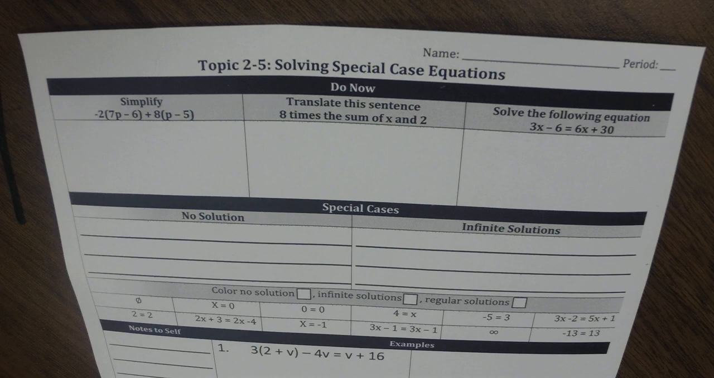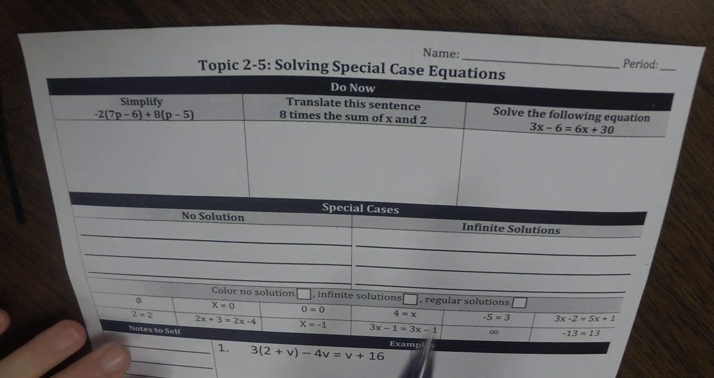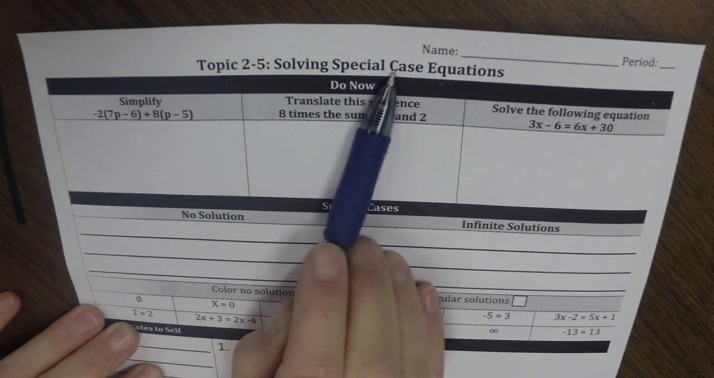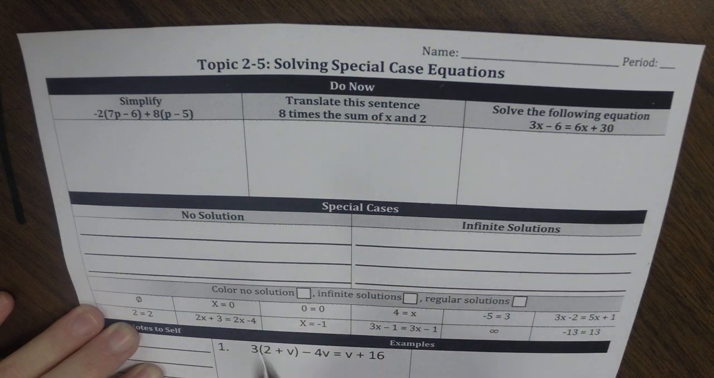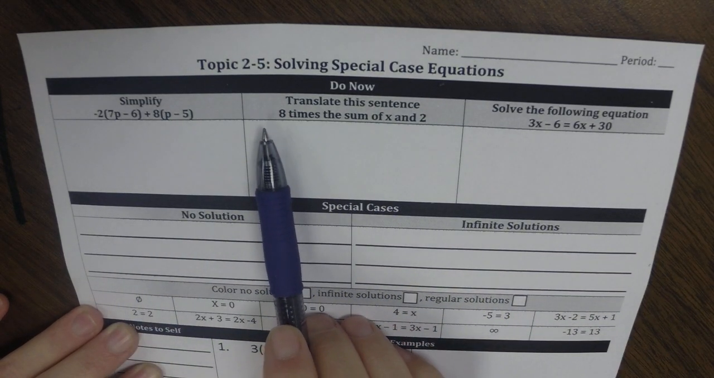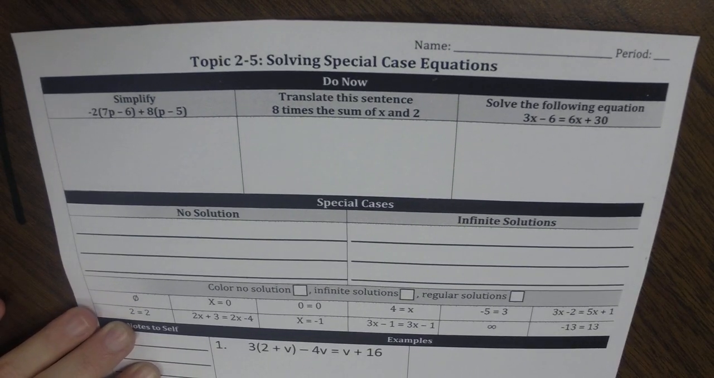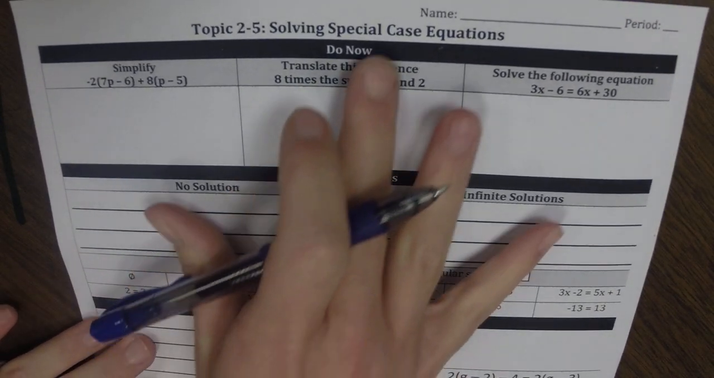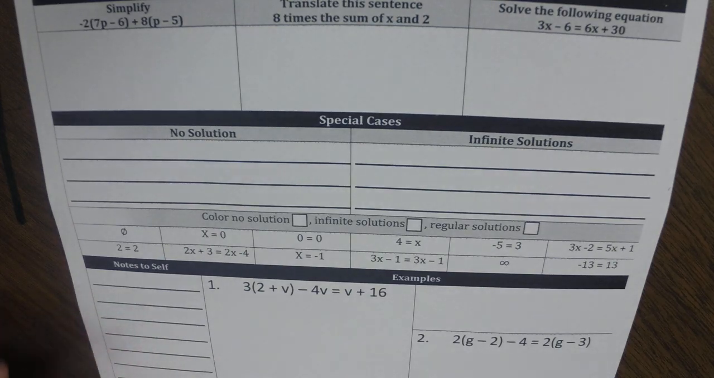At this point, we've done all kinds of solving: variables on one side, variables on both sides, combining like terms, distributing. So the last thing you need to know about solving is these special cases. As usual, you have your 3 warm-up problems up here at the top. You do those on your own, and then I can check those. So let's dive right into the vocabulary that you're going to need for today's lesson.